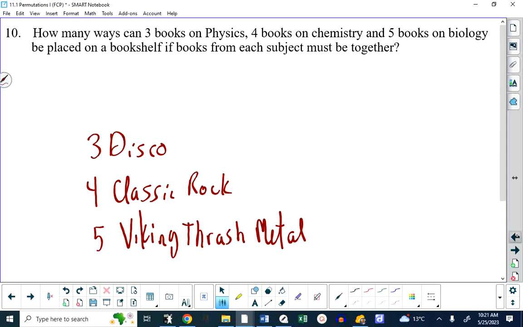I mean, you're on the right track because I could easily say 3 factorial, I got to arrange the physics books. 4 factorial, and I have to arrange the chem books, and 5 factorial, I have to arrange the bio books, but this will not give me the right answer. What am I missing? What else do I need to do?